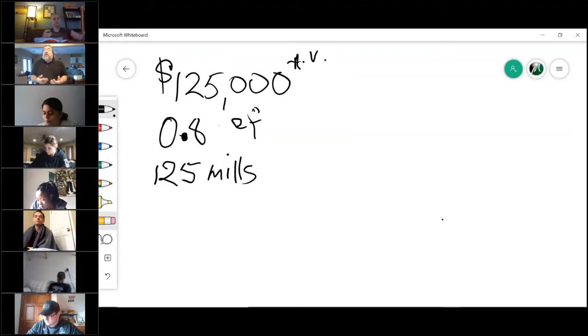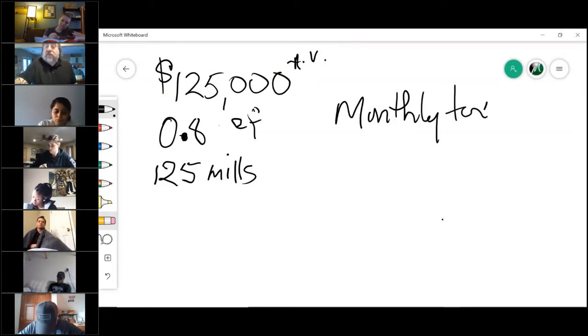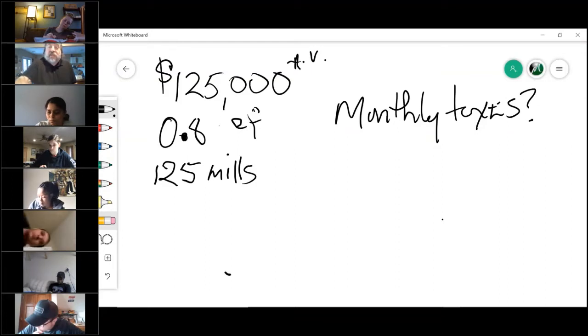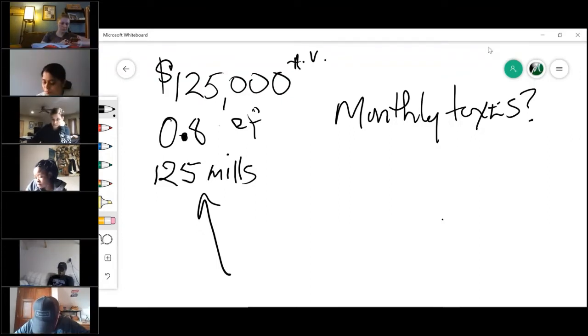So my common question to you guys is this. Your client comes to you and says, hey, how much is my monthly taxes so I can add it to my loan bill? So my question to you is, on this property, what are the monthly taxes for your client? Take a minute. What are the monthly taxes on this property?